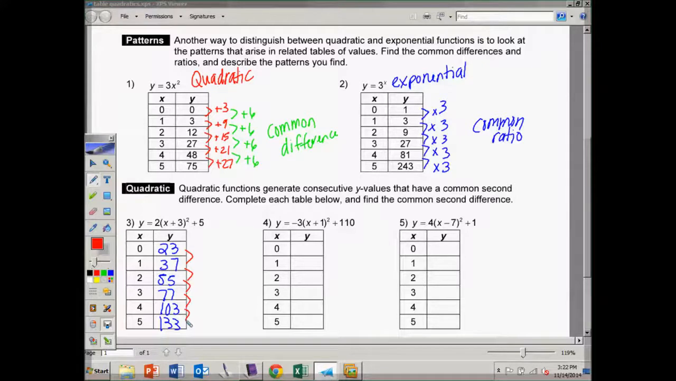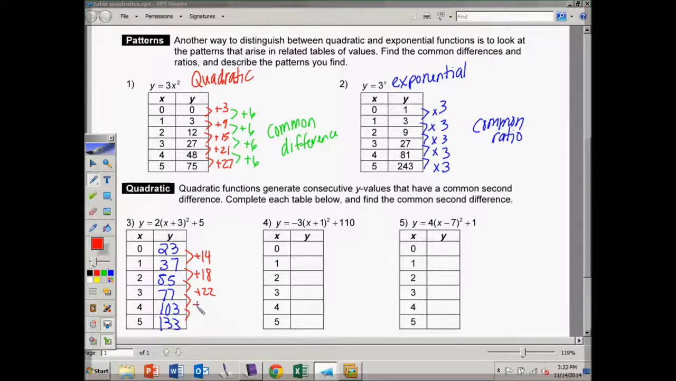How do I get from 23 to 37? Plus 14. How do I get from 37 to 55? Plus 18. What'd you say, Ashley? How do I get from 55 to 77? 22. 77 to 103? That's a good number.